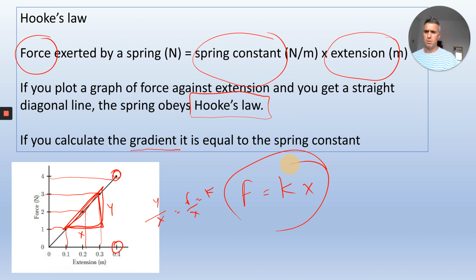So, Hooke's law. The force exerted by a spring is equal to the spring constant multiplied by the extension. If something obeys Hooke's law, the extension of the spring goes up in nice equal steps compared to the equal steps of the force. It's directly proportional. Positive correlation, directly proportional. Hooke's law.